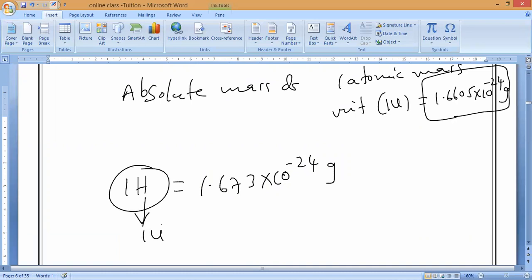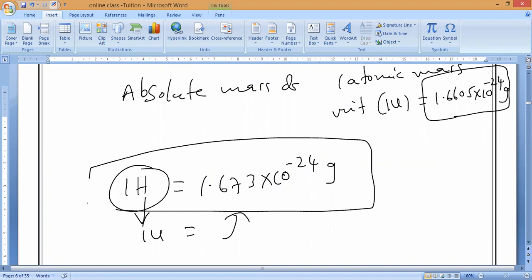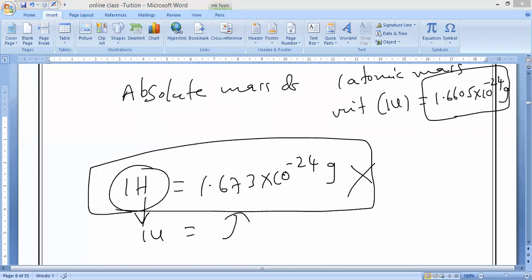So 1 unit equals this, but in the olden days we used to use this one to find the atomic mass unit. But hydrogen is not a standard one. It is always transforming into different isotopes. That is why we are now using the most standard form of carbon, that is carbon 12. Understand, guys? Please respond.